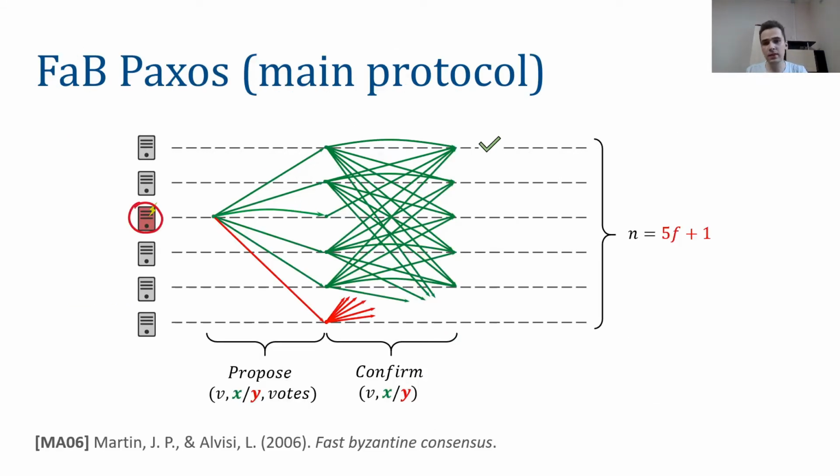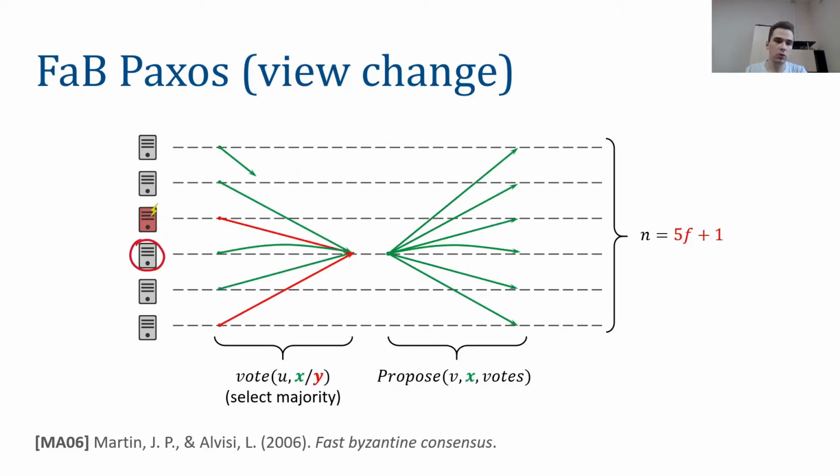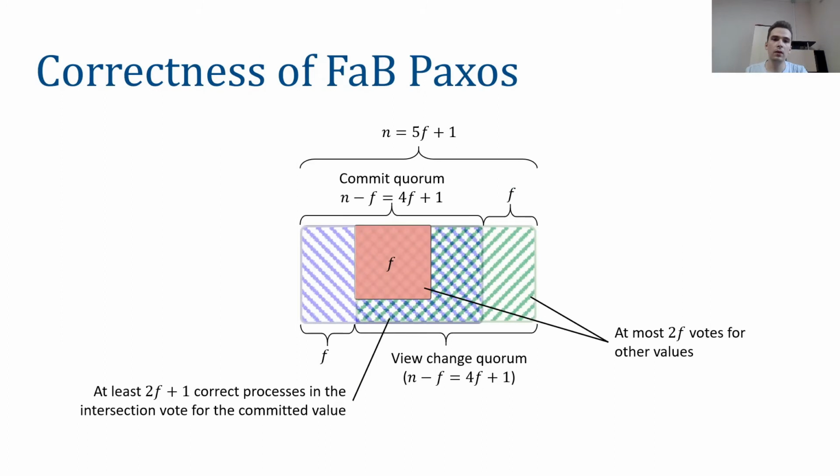In 2006, Martin and Alvisi proposed a protocol called FaB Paxos that solves the problem of equivocation by increasing the number of processes. They show that with 5f+1 processes, the right value will always be in the majority. Their protocol relies on a simple quorum intersection rule.